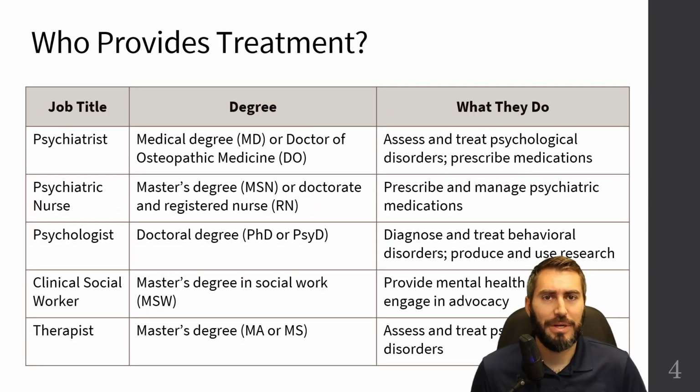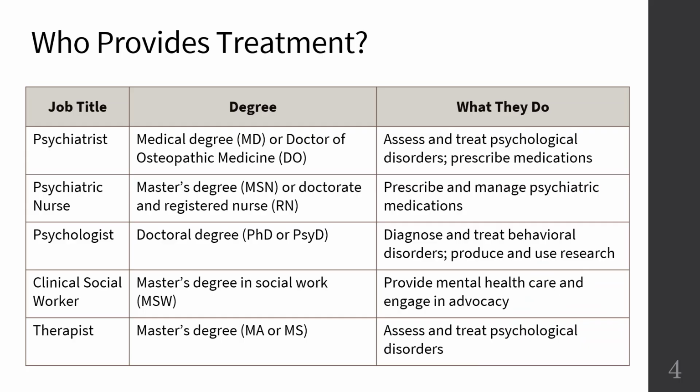I also want to talk a little bit about who actually provides different types of treatment for patients with psychological disorders. Let me go ahead and jump out of the way. When we look at this table, we can really see the different jobs and the different roles that people play in helping patients with these conditions. First off, I want to point out the different job titles. We have psychiatrist, psychiatric nurse, psychologist, clinical social worker, and therapist.